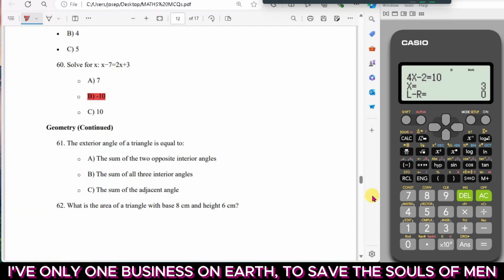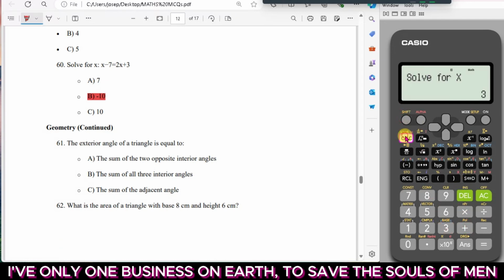So we have x minus 7 equal to 2x plus 3, then solve. And that'll be negative 10.